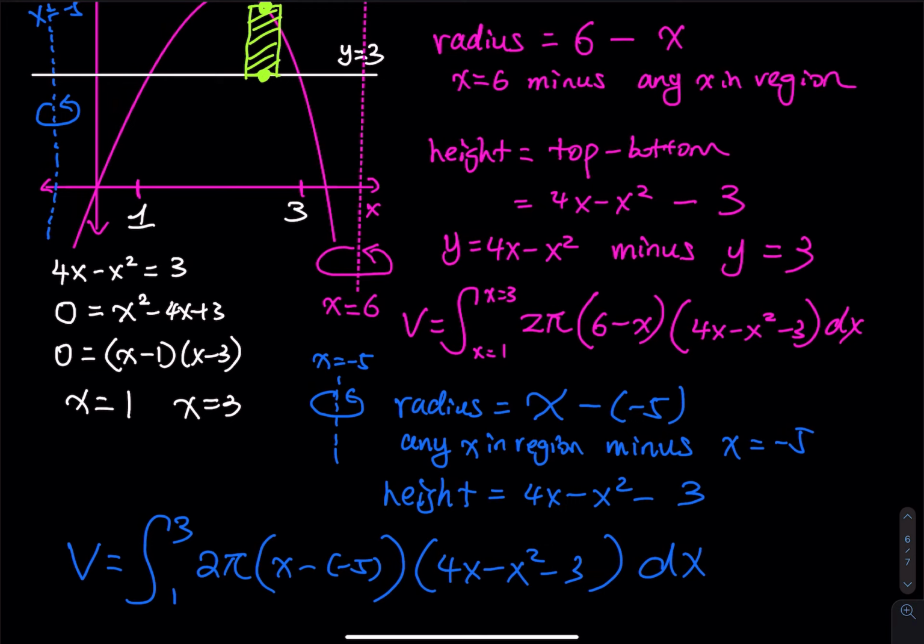So this is the what if. The revolution axis is x equals negative 5. So 2 big problems. That should be enough for you, right?